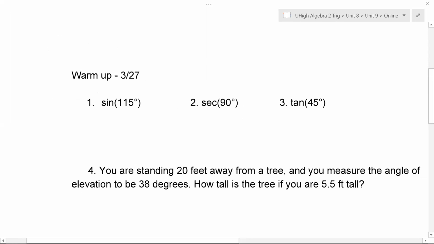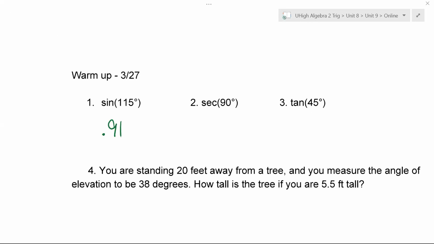All right, so for number 1, the sine of 115, we should get 0.91. Again, if we aren't getting this answer, make sure that we're in degree mode on your calculator. The secant of 90 degrees.